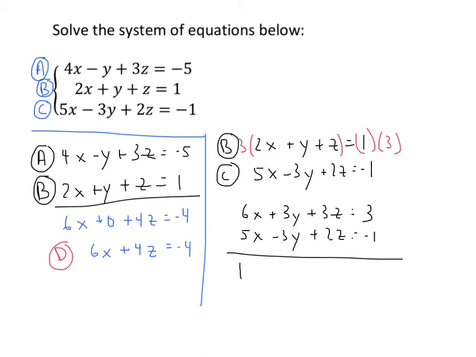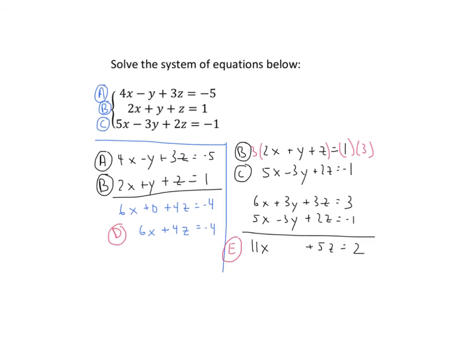We have 11x, and my y's are eliminated, plus 5z is equal to 2. Right? And now we have another equation. 11x plus 5z equals 2. Let's call this equation E. Right? And why is that good? Because I have an equation D that has just two variables in it, and I have an equation E that just has two variables in it. Right? And why is that helpful?